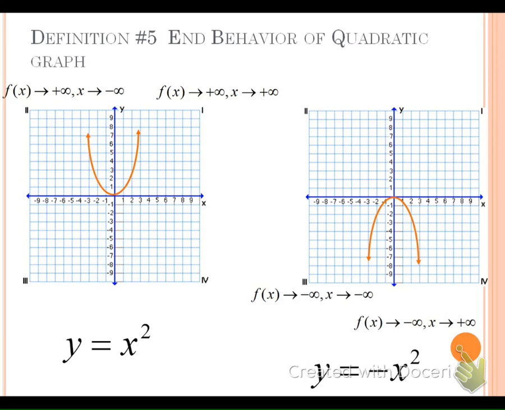Now, the cool thing is the end behavior for any graph with an odd exponent as its lead, the lead coefficient, the degree is odd, it will behave like the linear graph for its end behavior. If the exponent is even, the end behavior will be the same as a parabola. So if you can remember the end behavior of a linear graph and a parabola, that will help you remember all the other types as well.